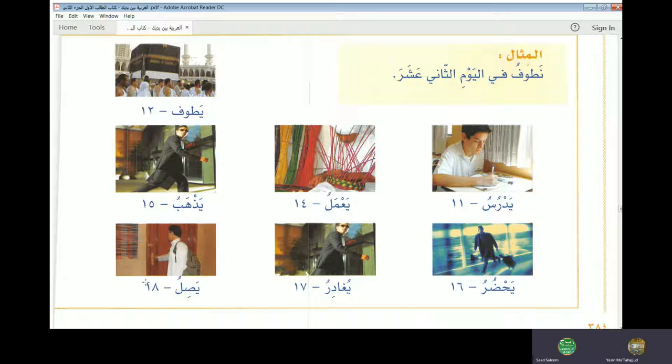You say do it without looking at the paper? Yes. Okay, start from 11th. Ahada ashara, 11. Ath-thani ashara, 12. Ath-thalitha ashara, 13. Ar-rabi'a ashara, 14. Al-khamisa ashara, 15. Good. As-sadisa ashara, 16.